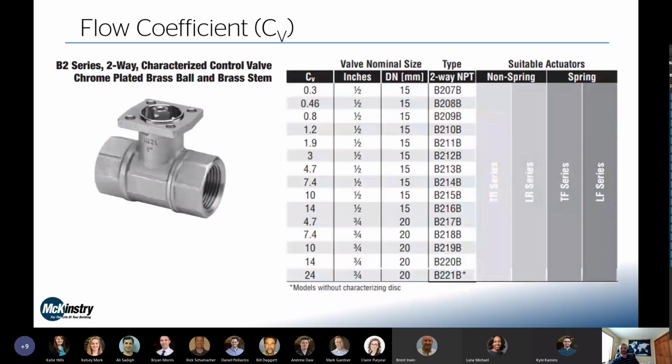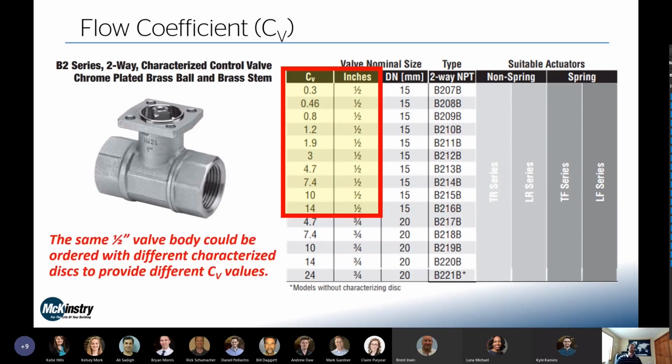If you're looking at a spec sheet, here's a Belimo two-way characterized ball valve. You can see for that 1/2 inch body size, you have all kinds of C sub V values to work with, all the way from 0.3 up to 14, which is a pretty big swing. So just because you have a 1/2 inch valve, that doesn't necessarily tell you anything at all. It's all based on that C sub V value.